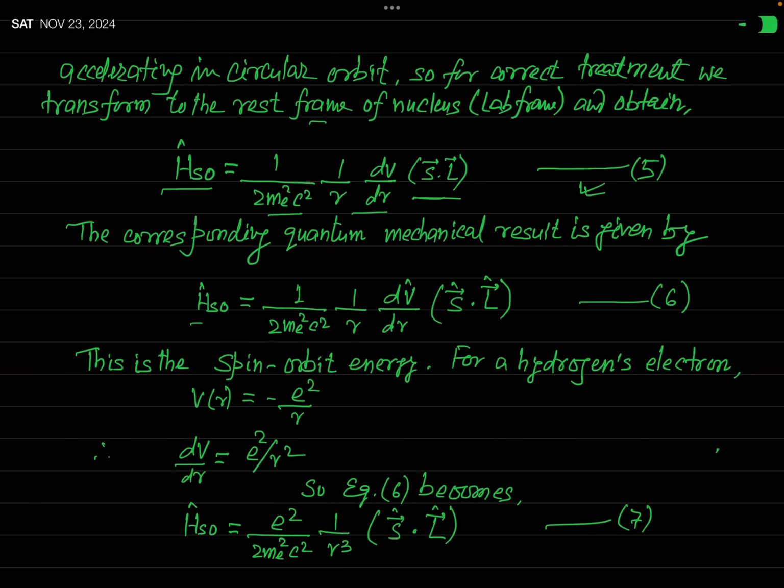So now you can write that this interaction energy HSO is equal to 1 over 2 me square c square times 1 over r and dV hat by dr. Now mark the difference. In the classical result we write dV by dr, but in the quantum mechanical result we simply write V hat instead of V. This V hat is the operator corresponding to V. And similarly, instead of S we write S hat, instead of L we write L hat, which are the corresponding operators for S and L.